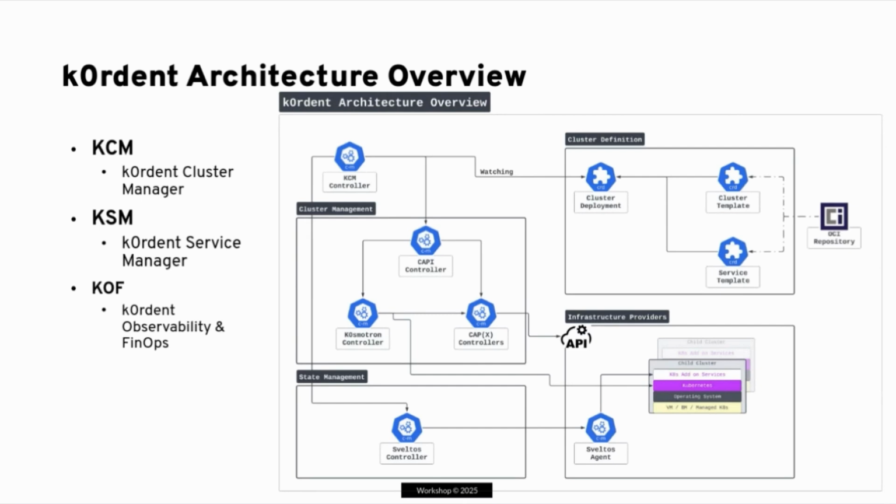The first one being k0rdent Cluster Manager, abbreviated to KCM. And this is responsible for deploying and managing clusters across the different clouds. So you'll see the KCM controller here, and you'll see that it uses these cluster definitions to then sneak down here and actually provision those clusters onto infrastructure by interfacing with CAPI, the cluster API.